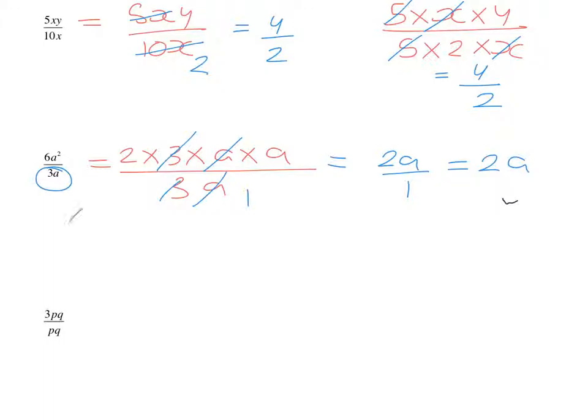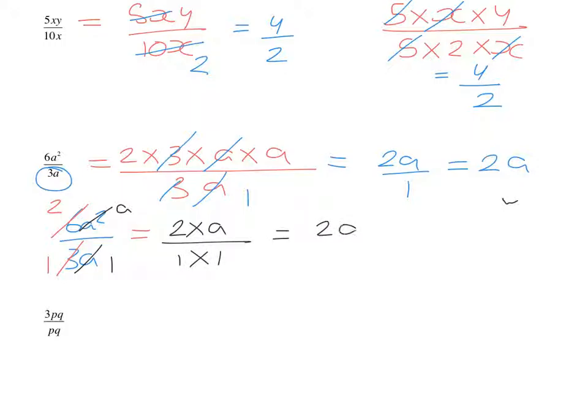The other way to think about this, 6a squared over 3a, is to think about dividing both the numerator and the denominator by common factors. 6 and 3 both have a common factor of 3. 6 divides by 3 to make 2, 3 divides by 3 to make 1. Now think about the a parts. A squared divides by a to make a, a divides by a to make 1. So in the numerator we're left with 2 times a, and the denominator with 1 times 1. So again, the answer is 2a.